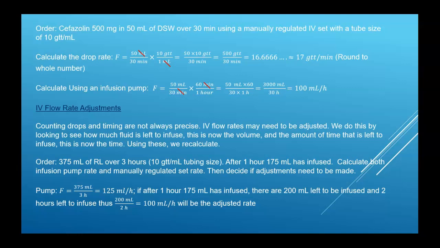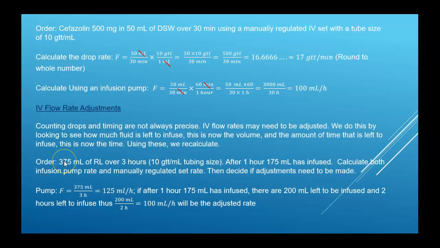Okay, so we had an order of 375 milliliters of lactated Ringer's solution over 3 hours. Tubing size 10 drops per milliliter. After 1 hour, 175 milliliters was infused. So we had to infuse 375. After an hour, 175 has been infused. We want to calculate the pump rate and the manually regulated set, then decide if adjustments need to be made.